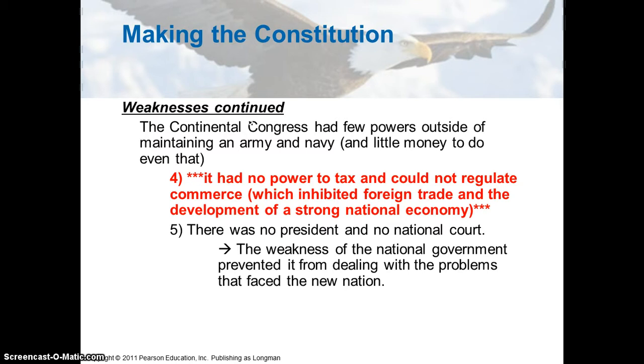And that leaves the states standing all by themselves. No one in Europe is going to recognize them if they're not strong. Finally, the last set of weaknesses: under the Articles of Confederation, the states have no president and no national court system.